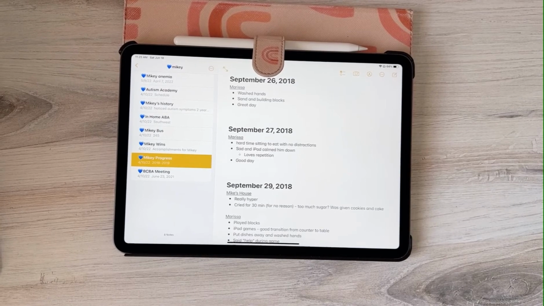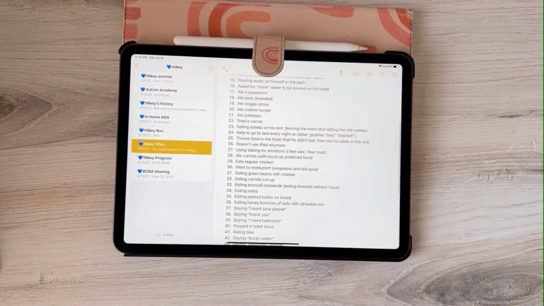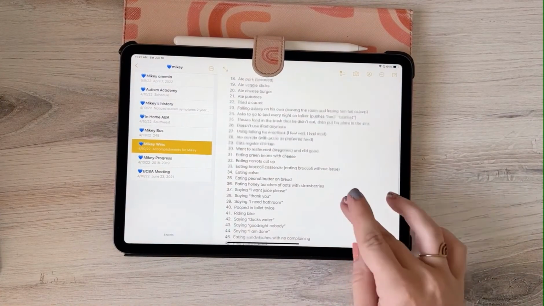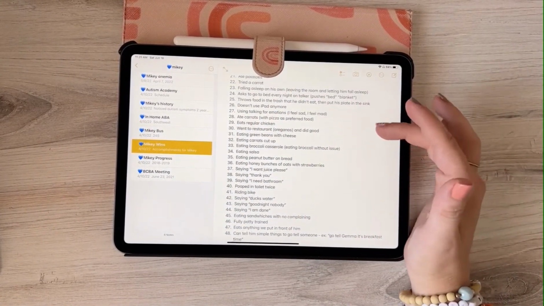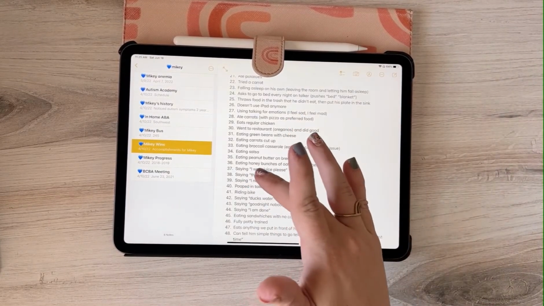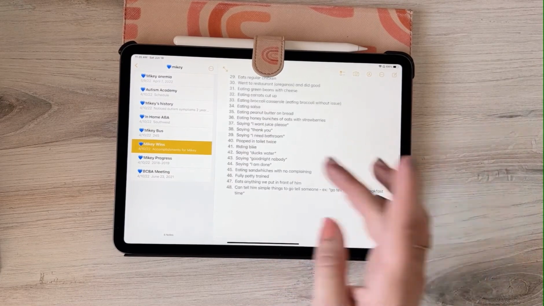I like to keep track of his progress, because sometimes it's hard and you feel like maybe he's not making progress. It can be hard day in and day out. So I like to look back and see, like, he literally eats regular chicken, went to a restaurant, ate green beans, like that was a big thing. He said thank you, rode a bike, said I need the bathroom, and stuff like that.